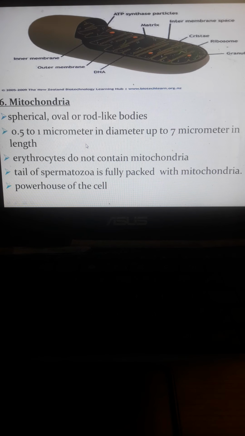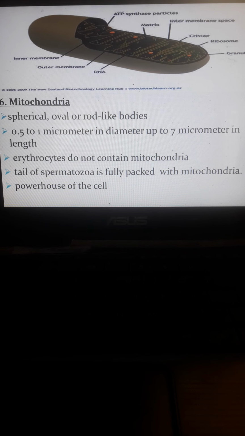Next, mitochondria, which are spherical, oval, or rod-like in shape. Take note, the diameter is 0.5 to 1 micrometer, with a length of up to 7 micrometers. The erythrocyte does not contain mitochondria. The tail of the spermatozoa is fully packed with mitochondria. The tail of the spermatozoa or sperm cell is used for swimming, so it needs more energy. That's why mitochondria occupy the tail portion of the spermatozoa or sperm cell.